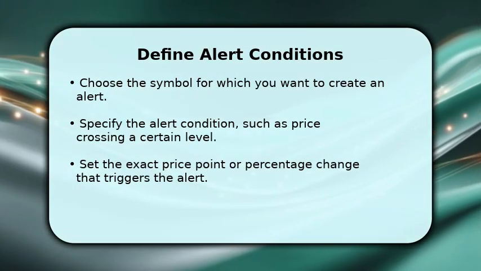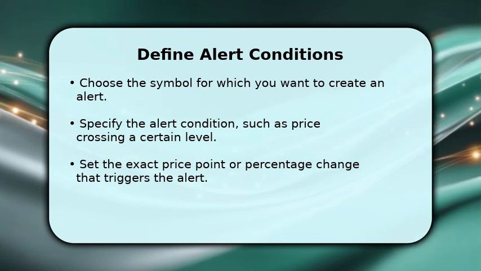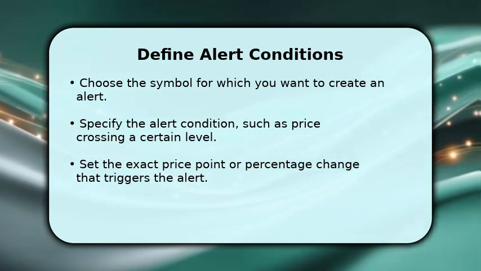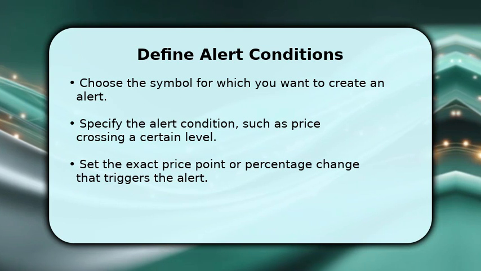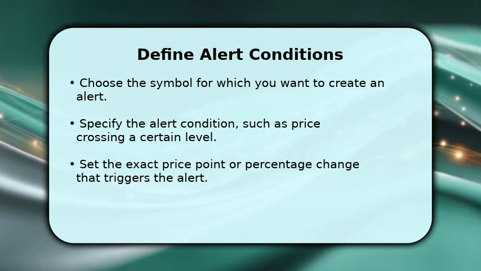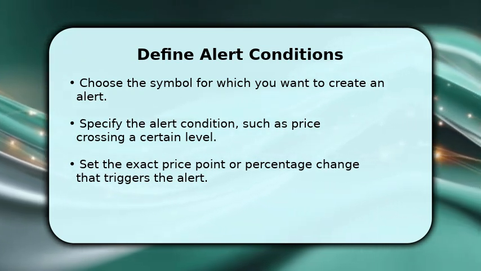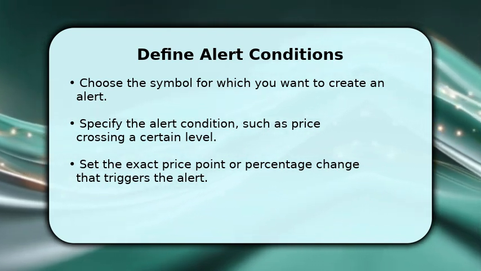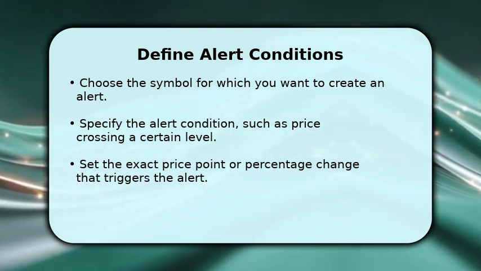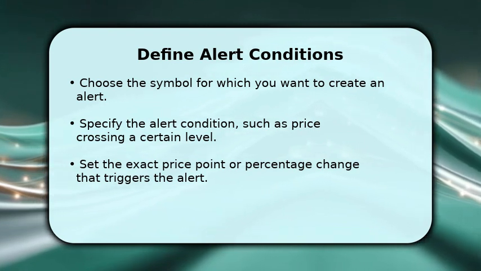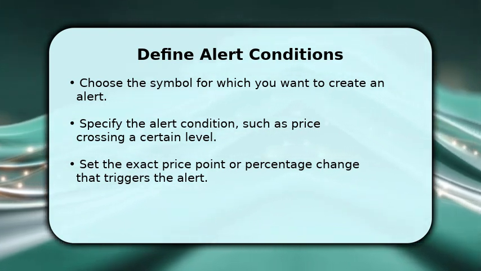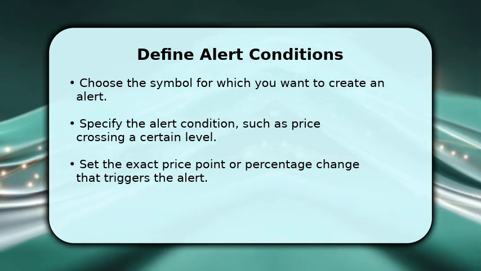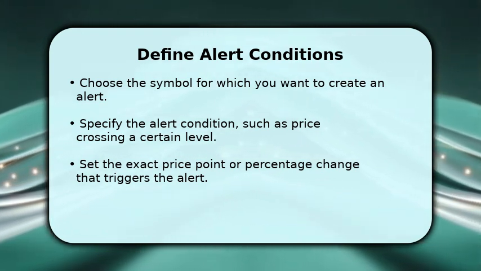Next, you'll define the specific conditions for your alert. Start by entering the stock or option symbol you wish to track. Then, select the type of condition, like when the price crosses above or below a certain value. You can set a precise price, for example, $50 or a percentage change, such as a 2% move. This ensures your alert triggers exactly when your criteria are met.